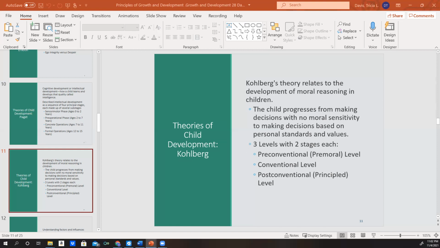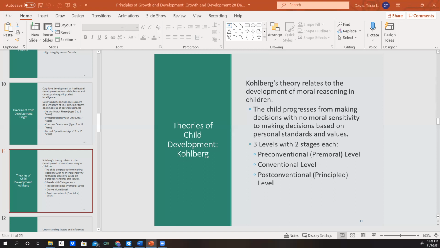In stage 4, we call this law and order orientation. This is between ages 10 to 12, where these children start showing respect to others. They obey the rules and they maintain social order because that's the desired behavior. Right is defined as something that finds favor with their family, their teachers, their friends. And wrong can be symbolized in their life by broken relationships.